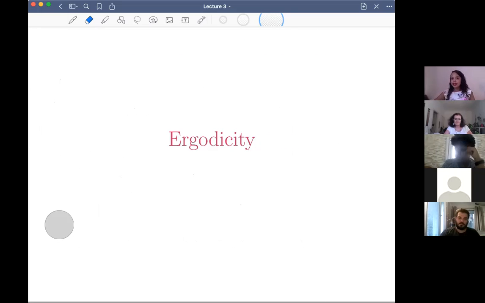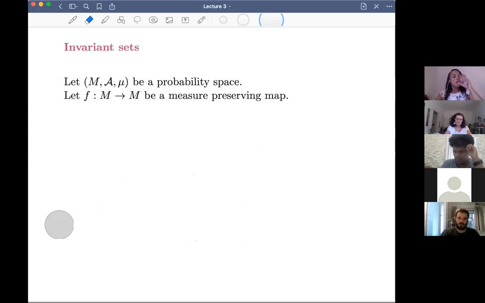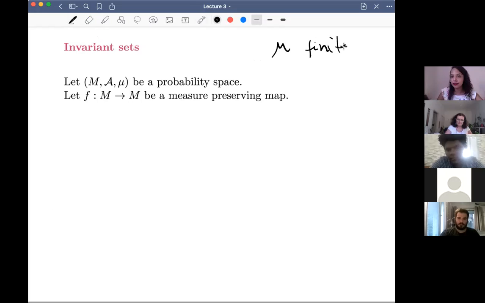Okay. So let's finally enter into ergodicity. From now on, I will consider probability spaces. I told you that if you have a measure that is finite, so the measure of the set, let's say C, is a positive number.